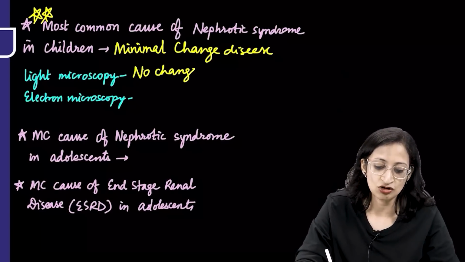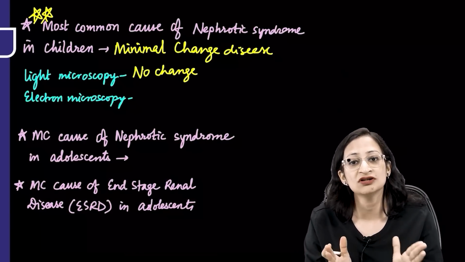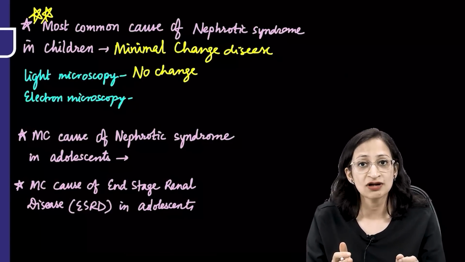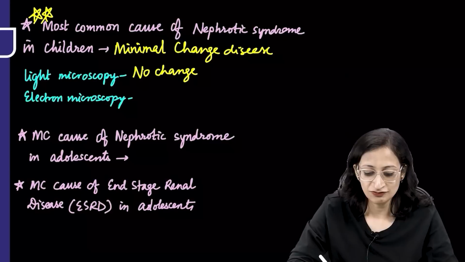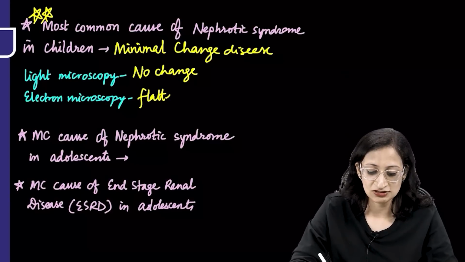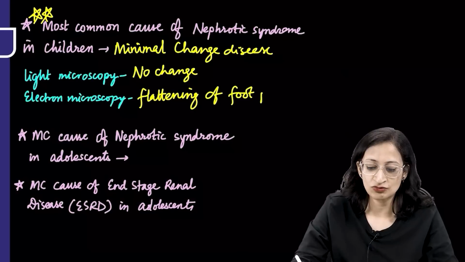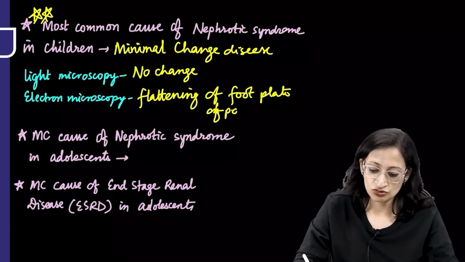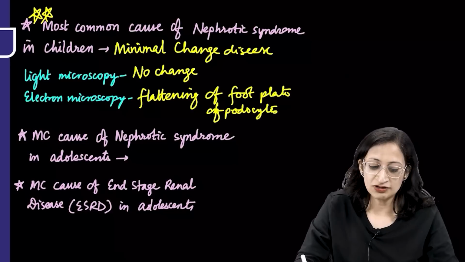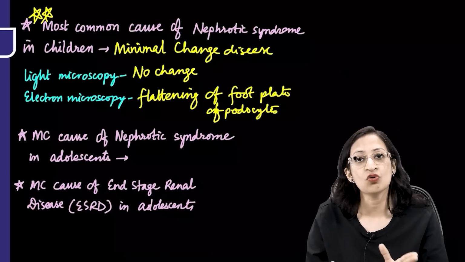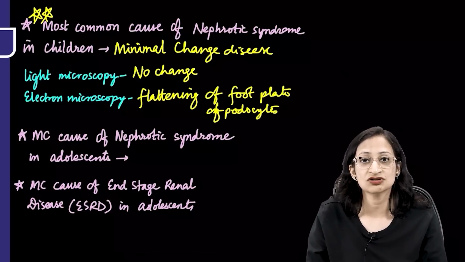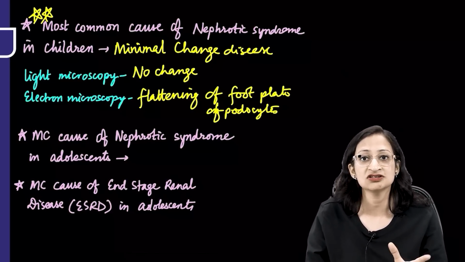The kidneys appear, the glomerulus appear to be absolutely normal. While in electron microscopy examination you can find the flattening of foot plate of podocytes. So flattening of foot plate of podocytes can be found only on electron microscopy. So that is why it is called a minimal change disease, because there is no change on light microscopy examination in kidney biopsy specimen in these children.